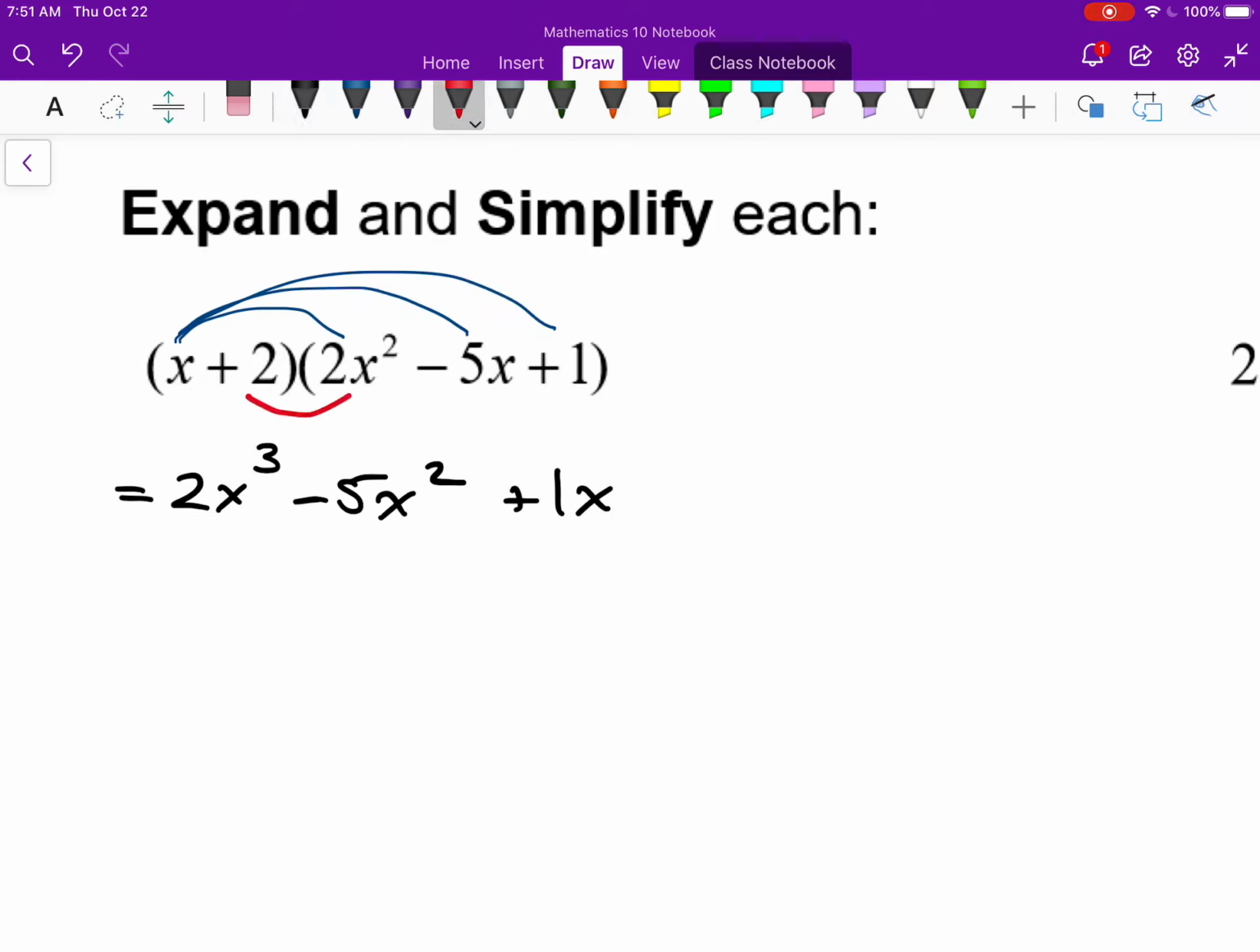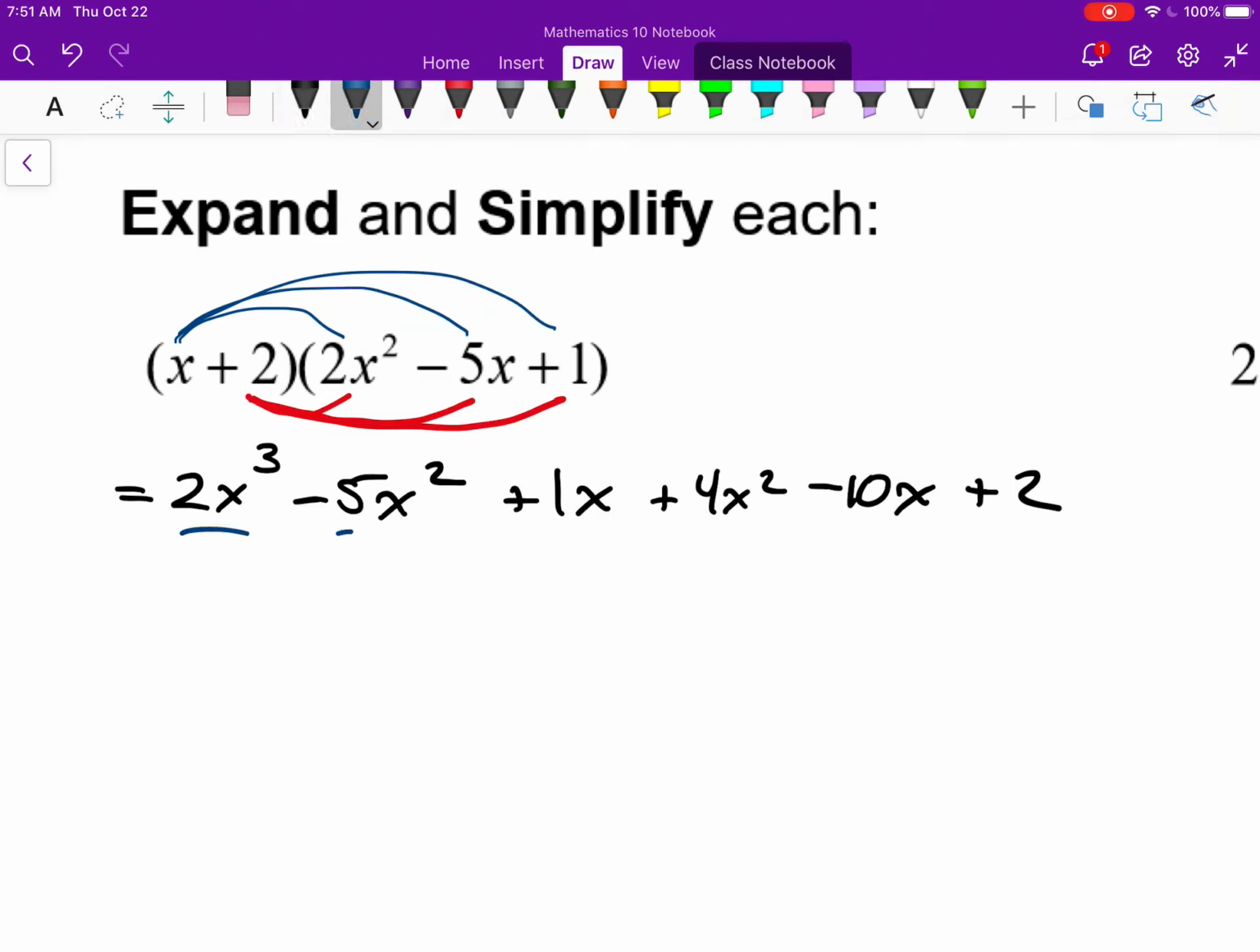I haven't done these and the next couple after that. So positive 2 times 2x squared is 4x squared. Positive 2 times minus 5x is negative 10x. And positive 2 times 1 is positive 2. All right, notice I had 6 steps.